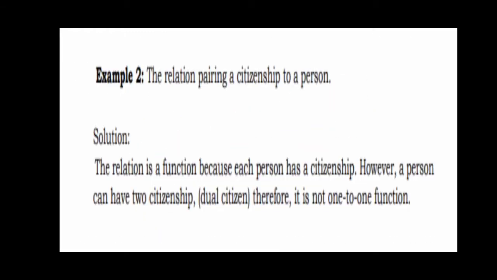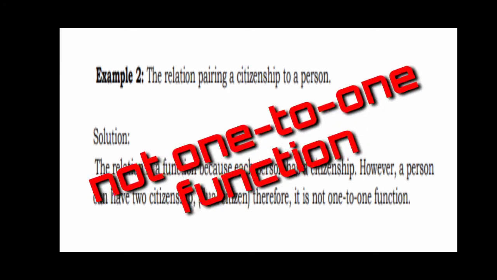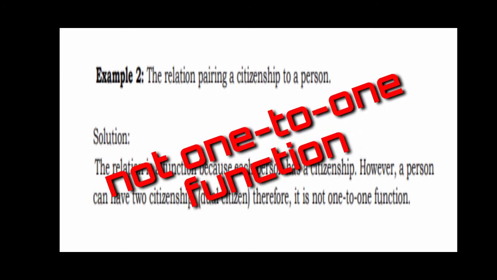Let's have example number 2, the relation pairing a citizenship to a person. We have here the given solution. The relation is a function because each person has a citizenship. However, a person can have two citizenships, or we can also call that a dual citizen. Therefore, it is not a one-to-one function.